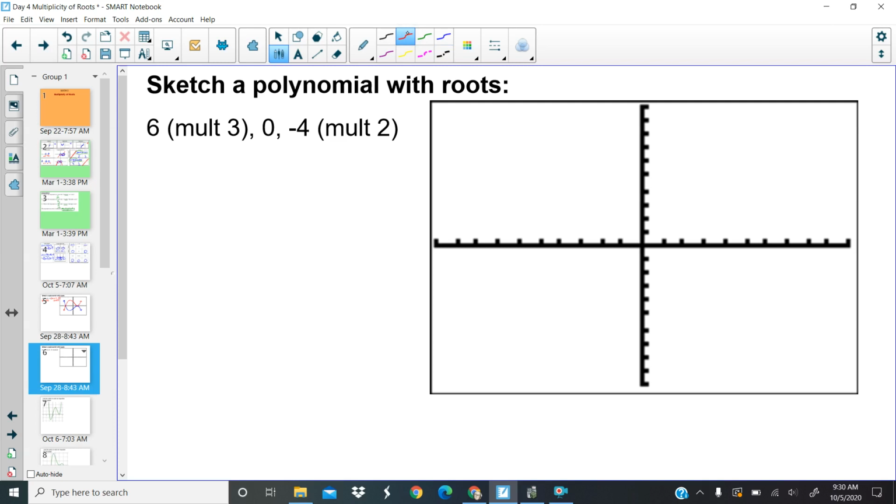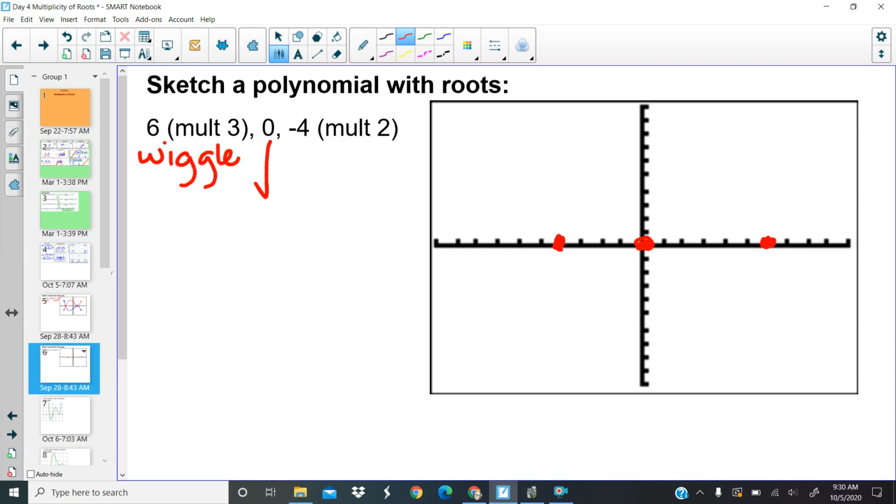So my first 0 that it gives me is at x equals 6. So I'm going to go ahead and plot that. And then I have one at x equals 0, so that's right here at the origin. And I have another at x equals -4. So then I just need to go through and figure out what's the shape on each of these. So for x equals 6, a multiplicity of 3 means we're gonna wiggle through that 0.